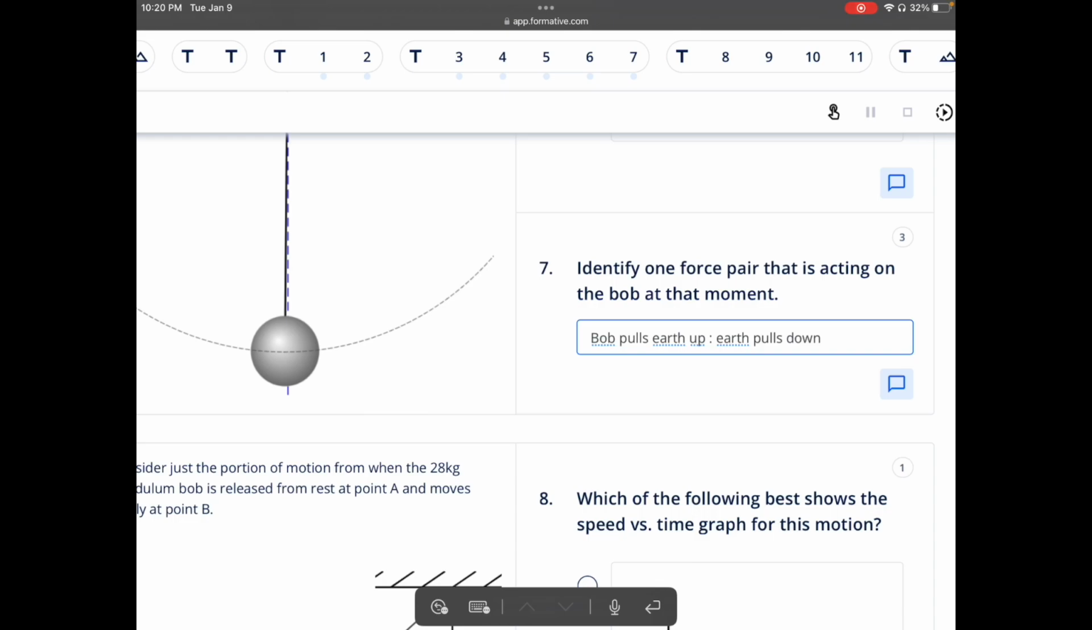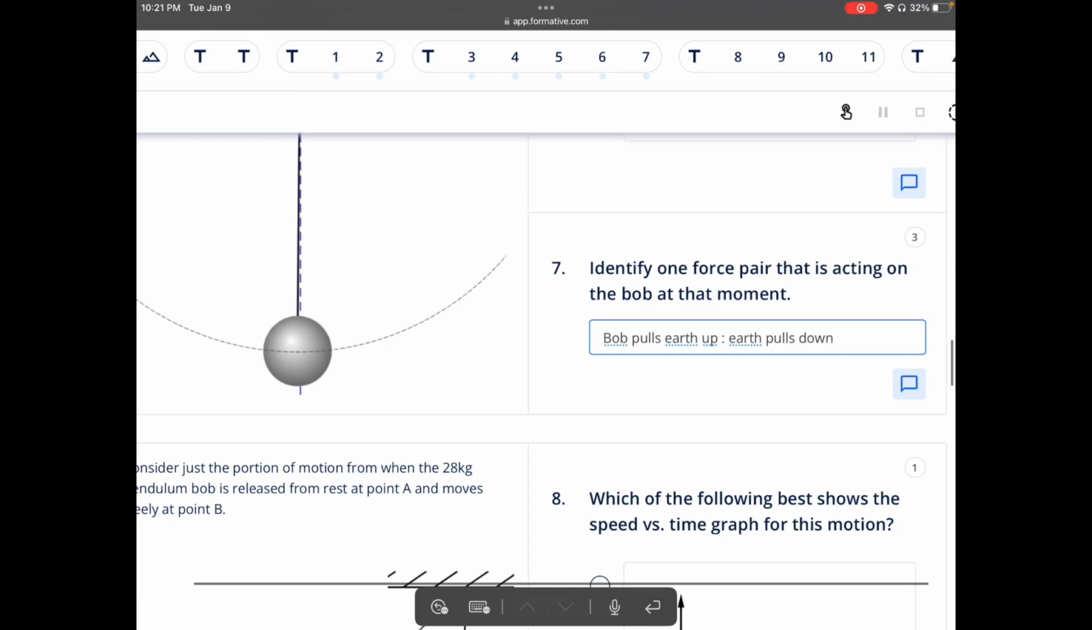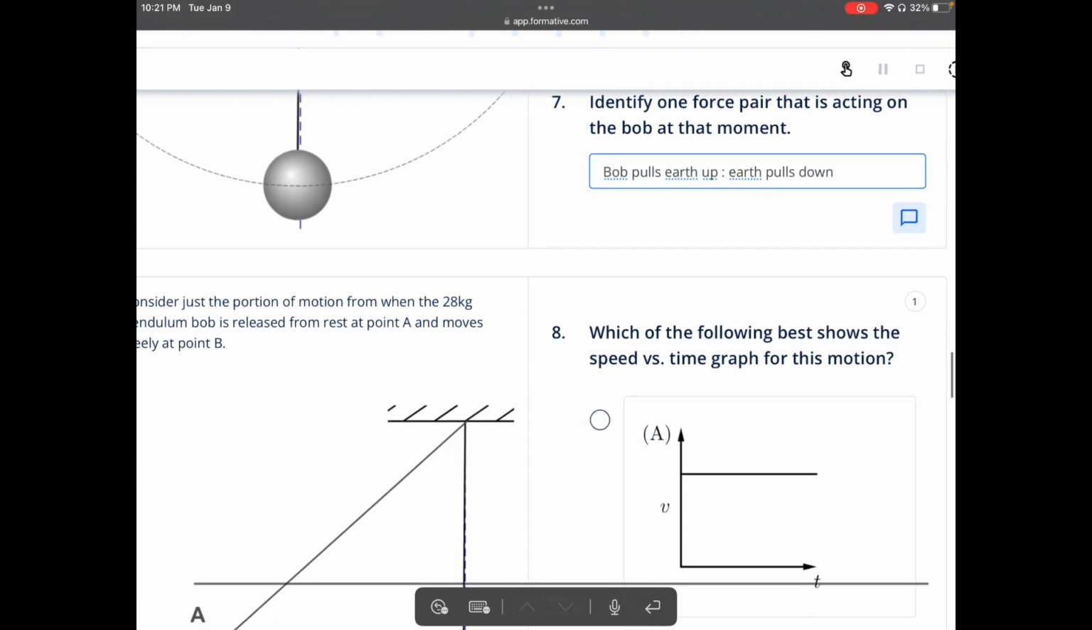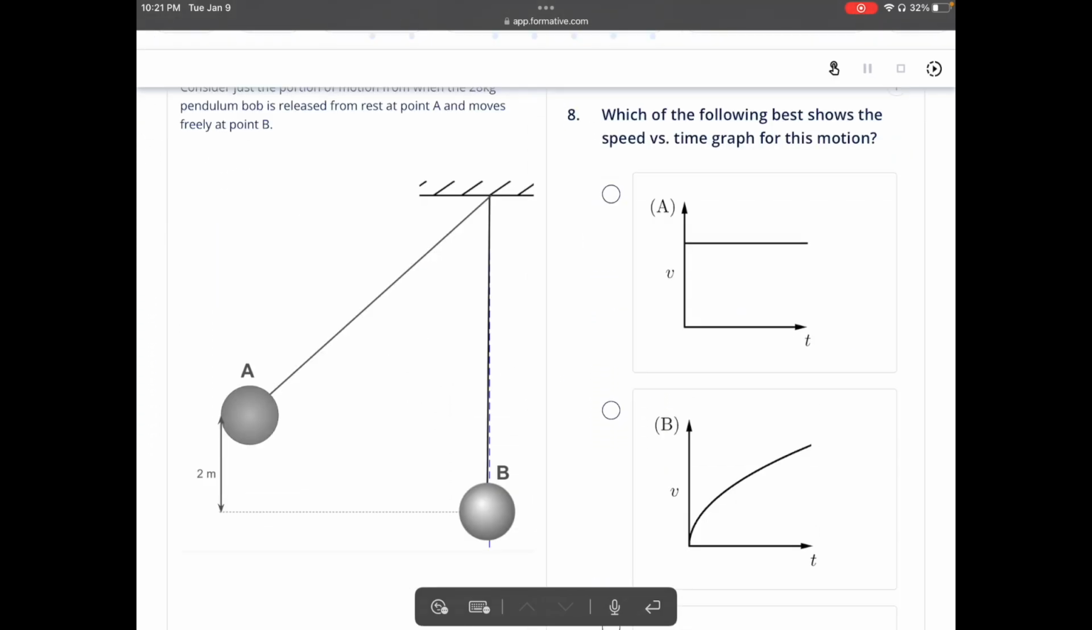But when you are identifying a force pair, make sure you pick your two objects, so Bob and the Earth. That's one pair. One pulls down, one pulls up. Check. And then see if you can, just for funsies, think of what force that is. So gravity is the force between the Bob, that's the ball at the end of this pendulum here, and the Earth. Number 8 is a tricky question.